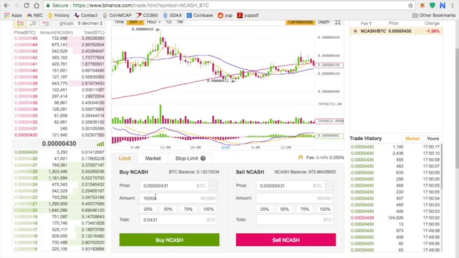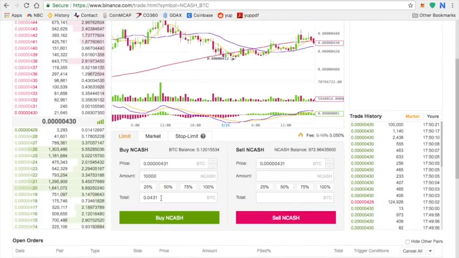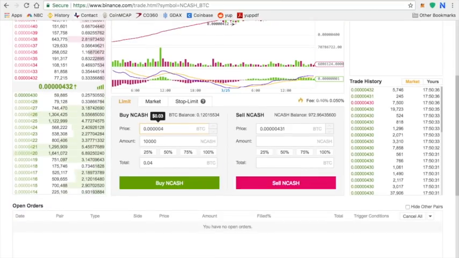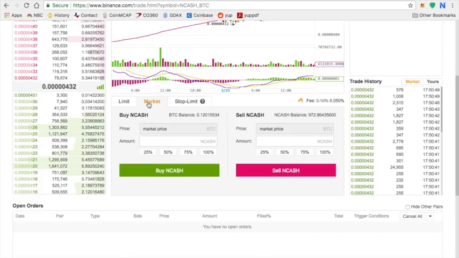If you do limit, it's basically going to go through because it gives you the at-market cost. But if you want to get it a little cheaper and say, hey, I want to get it in at 0.42 or 0.4, I want to get it at 3 cents. So I'm going to do 0.0004 of a Bitcoin, and I want 10,000, and then you hit buy in cash. What it's going to do is when price goes down to 3 cents, then it'll put a buy order in for it. But as a newbie, I recommend just getting it at the market price.